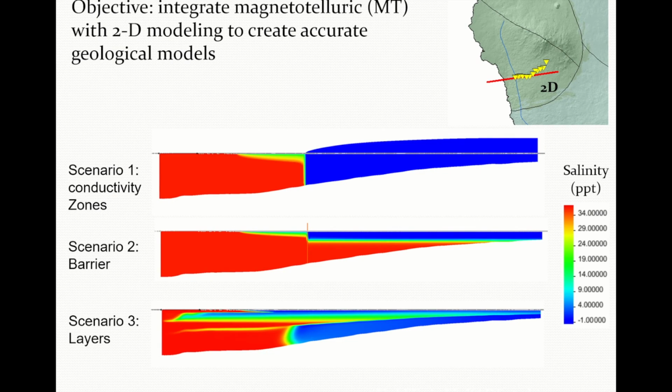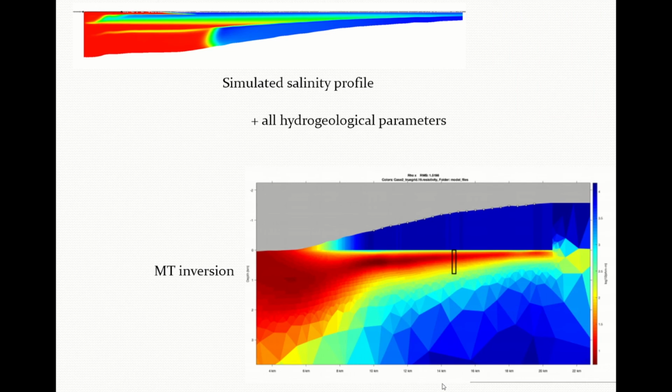Then the final model has to do with a cross-section across the site here. The objective was to integrate geophysical work with the 2D modeling, to try to build an accurate geological model. So we had some scenarios, like different zones, different conductivity. Here we have a vertical barrier, and here we have layering of different conductivities. Here is the salinity for the model. We gave this to the Niels group, who will invert it and estimate the MT, using inversion to give you this profile here.